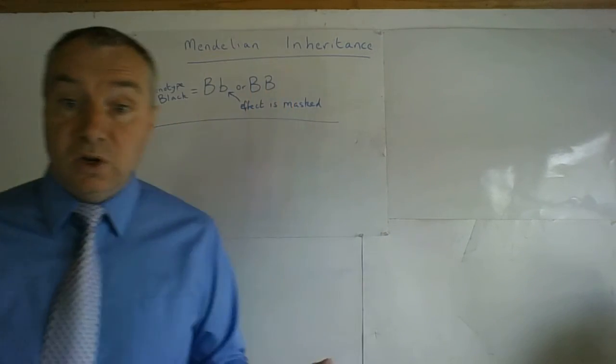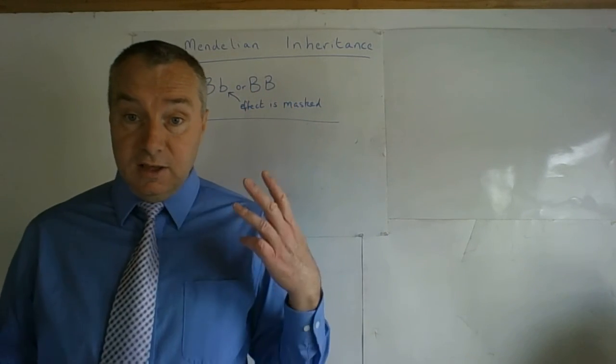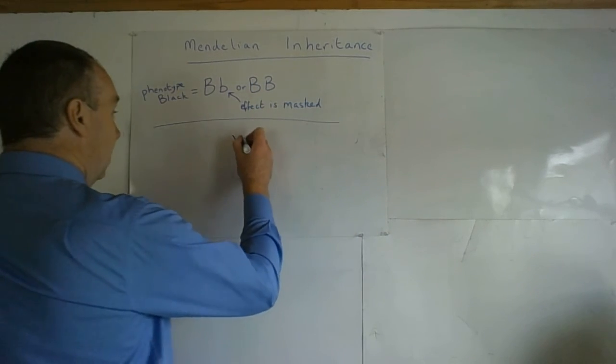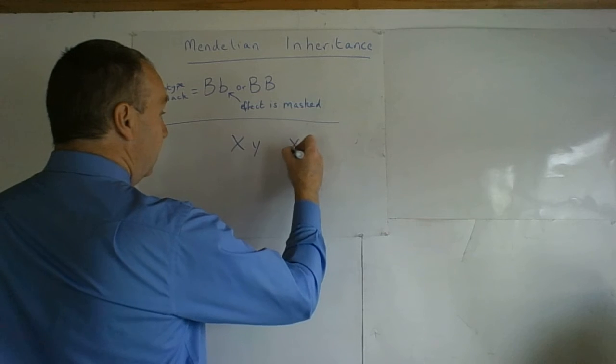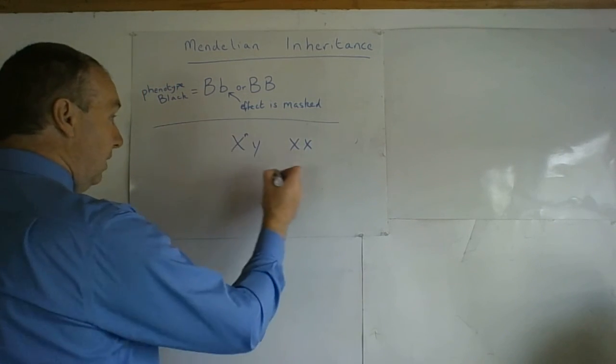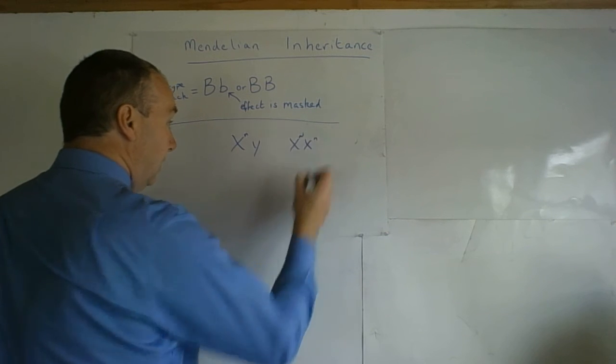Colorblindness. Why is colorblindness more prevalent in men than in women? Because men have one X, women have two, so they can be carriers. So that's an affected male and that's a carrier female.